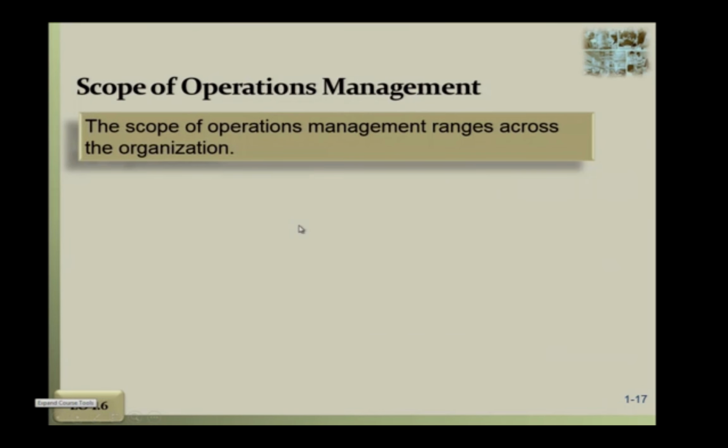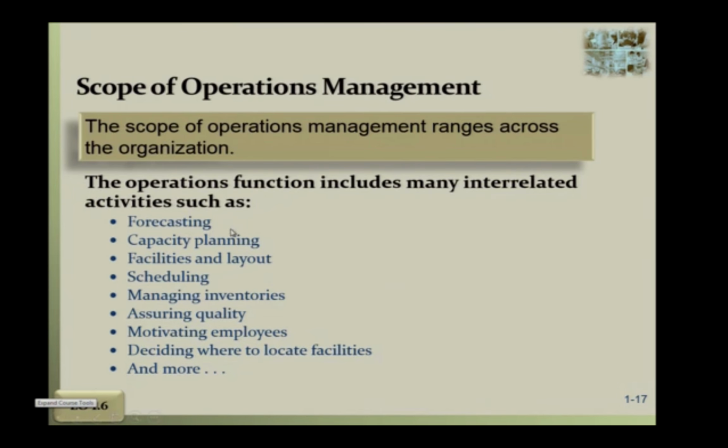The scope of operations management ranges across the organization. We do the following activities in regard to the operations function. So forecasting, that's the art and science of predicting future events. That is a very quantitative chapter that we're going to cover. That's chapter 3. A lot of homework in this chapter, and a major part of the first test, the problems come from chapter 3, which is forecasting.